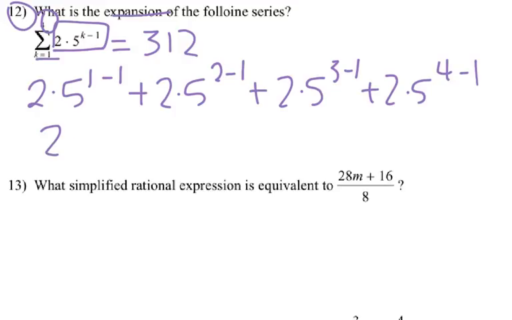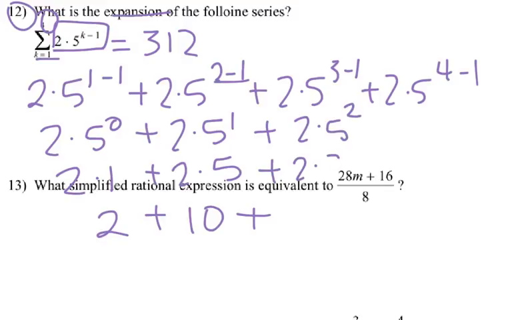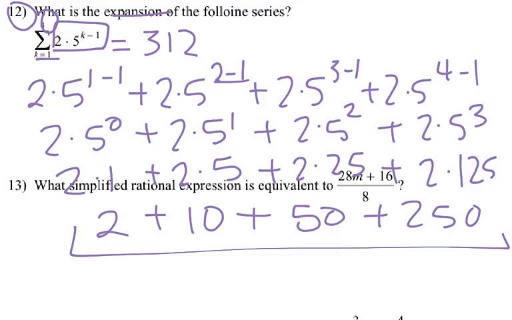So 1 minus 1 is 0. 2 times 5 to the 0. 5 to the 0 is 1. 2 times 1 is 2. Okay. 2 times 5, 2 minus 1 is 1. 5 to the first is 5, 2 times 5 is 10, plus 2 times 5 to the 3 minus 1 is 2, 5 squared is 25, 2 times 25 is 50, plus 2 times 5 to the third, because 4 minus 1 is 3, okay, gives us 2 times 125, which is 250. That's the expansion. You leave it like that.